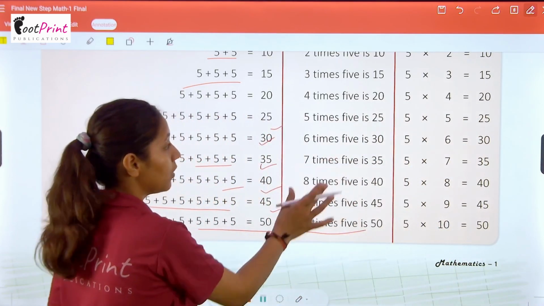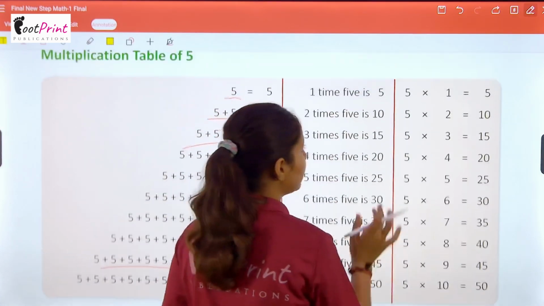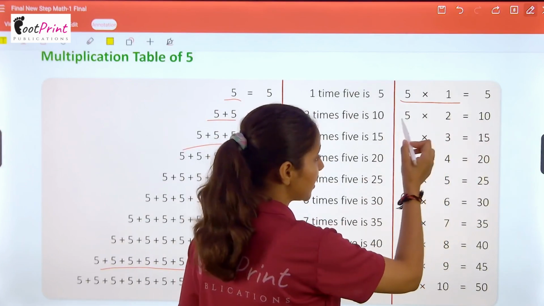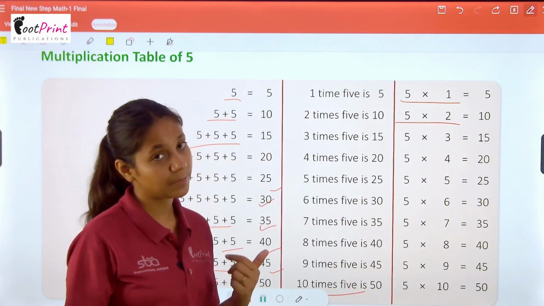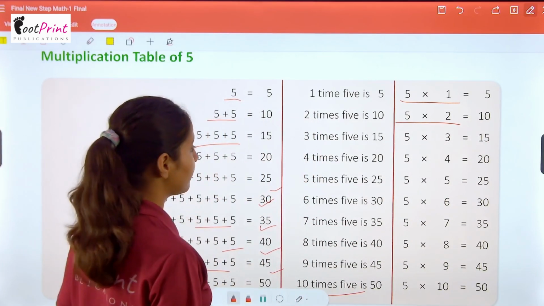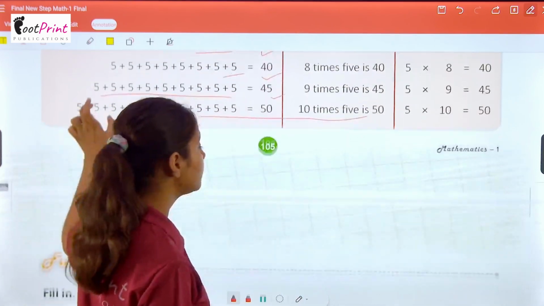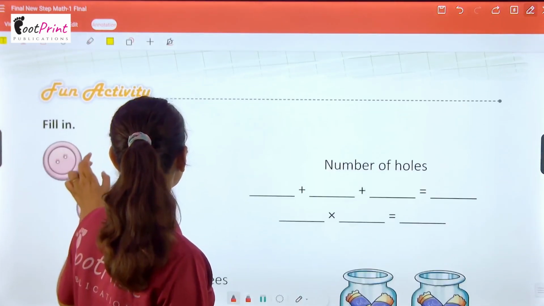Okay. Also we can write it like 5 multiply 1 is 5, 5 multiply 2 is 10, 5 multiply 3 is 15, 5 multiply 4 is 20, and so on up to 5 into 10.